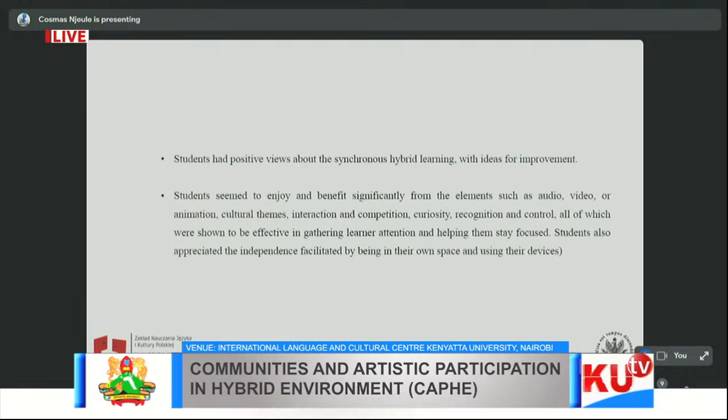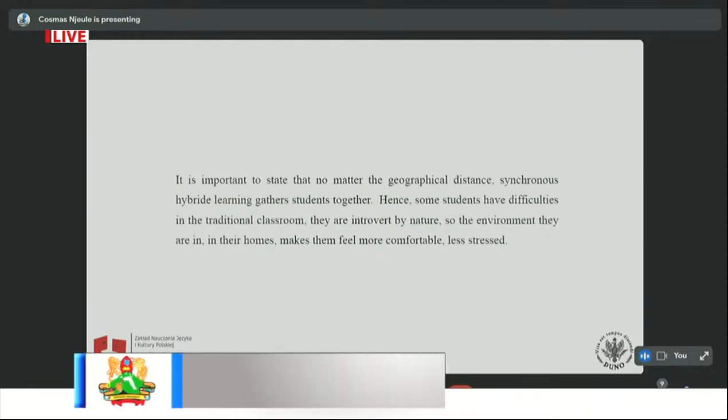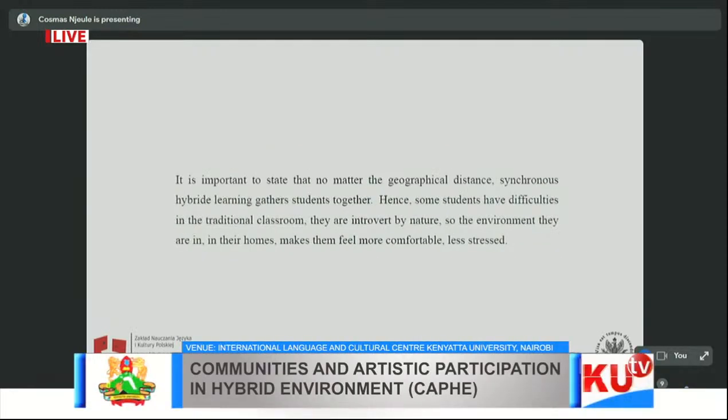Students also appreciate the independence facilitated by being in their own space and using their devices. Furthermore, they regarded digital storytelling as a beneficial and useful platform to efficiently practice skills such as speaking, writing, word learning, and strategies including exam preparation, visual memory, information memorization, background activation, and provocative thinking.